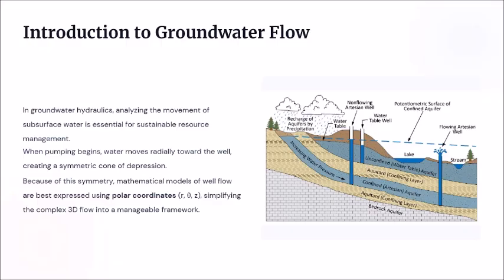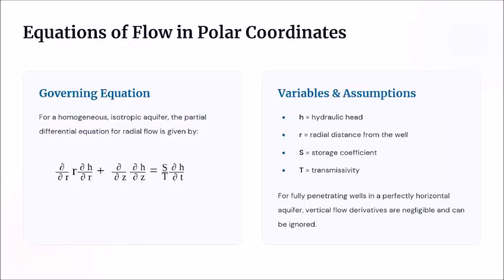Because of this natural symmetry around the wellbore, mathematical models of well flow are much easier to express using polar coordinates, specifically r, theta, and z, rather than standard xy grids. This simplifies complex three-dimensional flow into a manageable, mathematically elegant framework. Next slide. Equations of flow in polar coordinates.